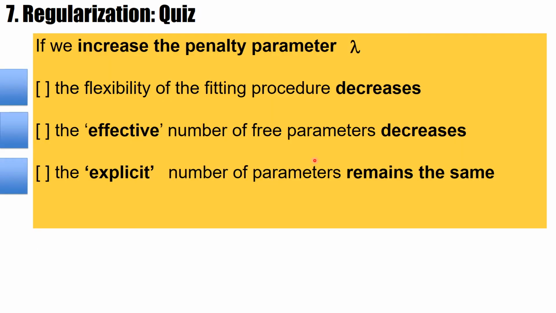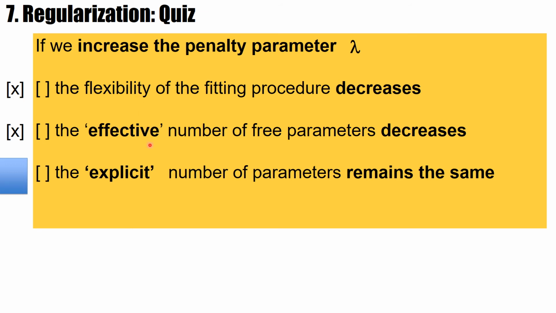So a little quiz to check what we have seen so far and apply it. We increase the penalty parameter lambda. Increasing lambda means the flexibility of the fitting procedure decreases. Yes or no? Yes, this is correct. Increasing lambda, the effective number of free parameters decreases. Yes or no? Yes, this is correct. Effective number is exactly what I mean by controlling the flexibility.